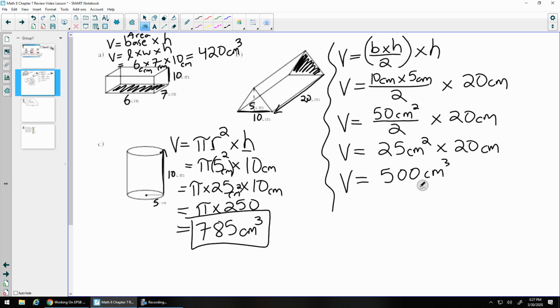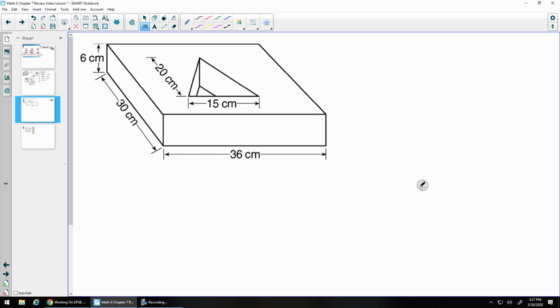But again, for each of these, we just had that basic formula: volume is the area of the base. Find the area of whatever the base shape is, and then you multiply by how far that shape is being stretched out to its other side. Okay, let's go through this a bit quicker maybe.